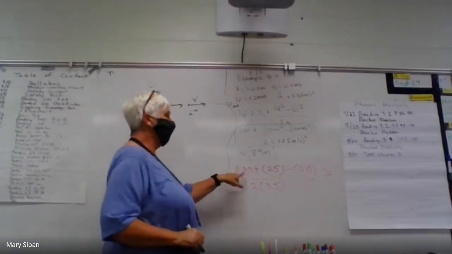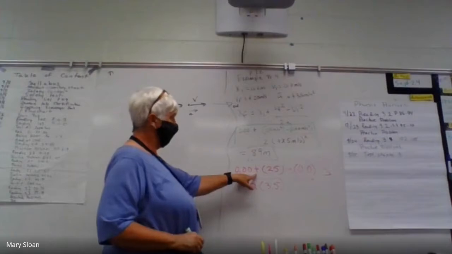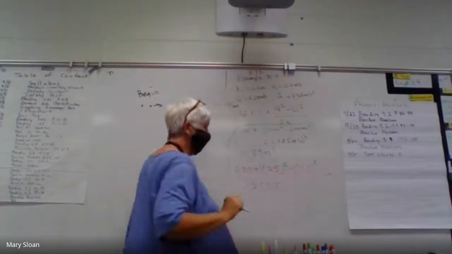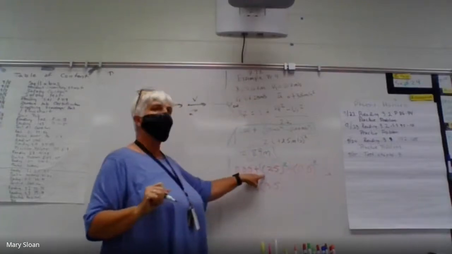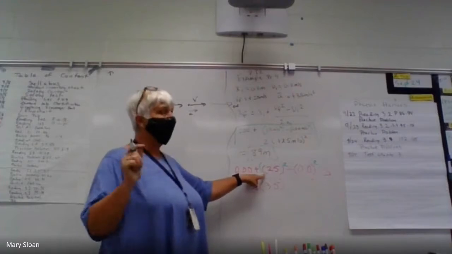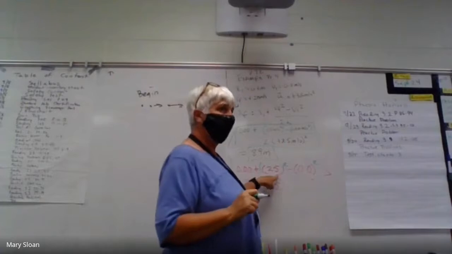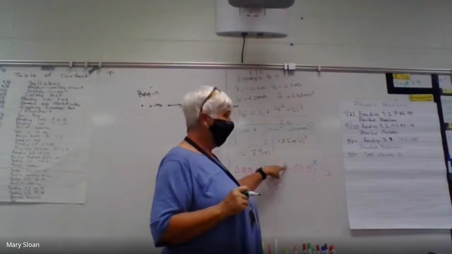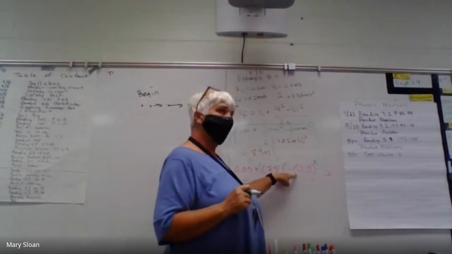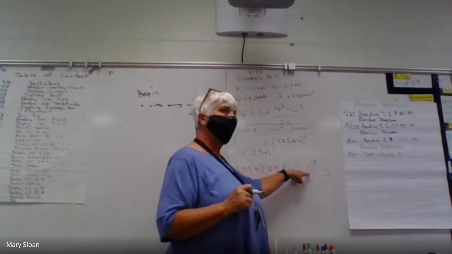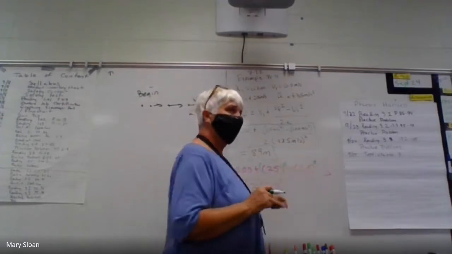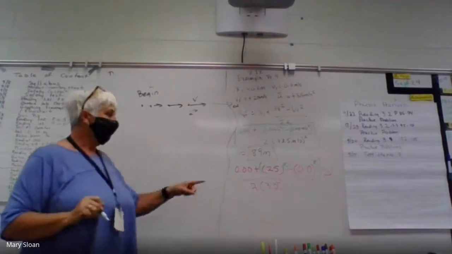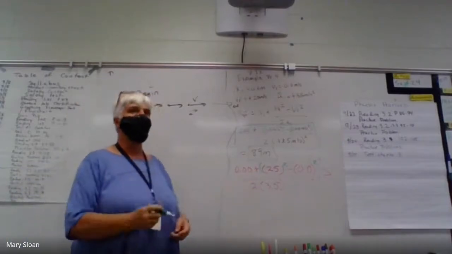Ready? 0 plus. Hold on. I got to go to my alpha y. 0 plus, 2 open brackets, 25. Close bracket. Square it. Minus. Open bracket 0.0. Close bracket. Square. Another close bracket. And down here at the bottom, do 2 times 3.5 and see what you get.